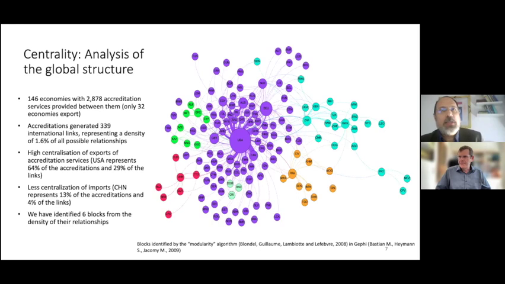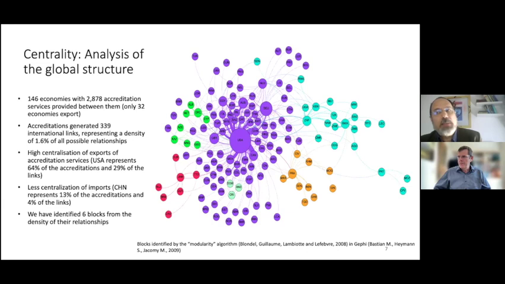As Ulrich mentioned, social network analysis is the most relevant technique that we've used here. It's a heuristic technique that puts the focus on the relations and not on the attributes and the quality of the data. It allows us to analyze the way different nodes are connected and detect structures within these relations. In this case, for the network, the nodes are the economies that are linked through the services that are provided by the accreditation bodies and the conformity assessment bodies.